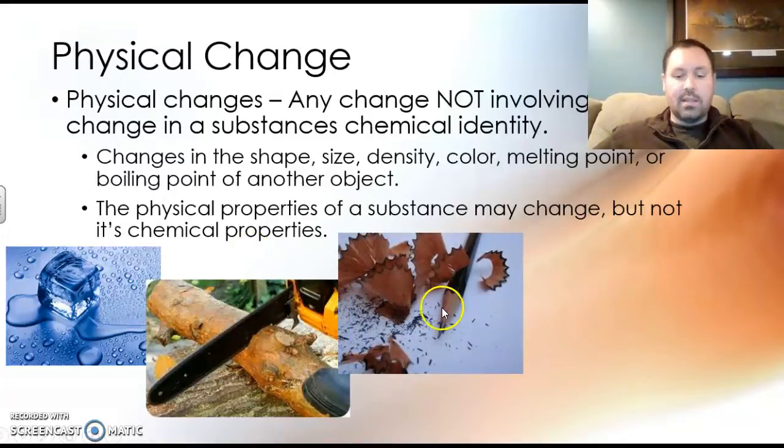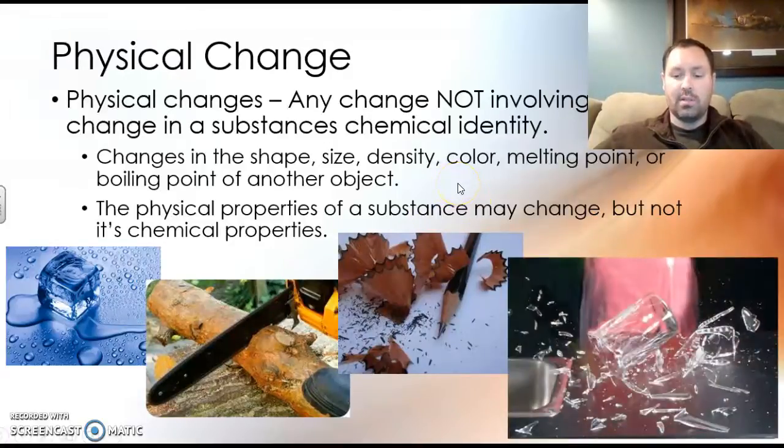Sharpening a pencil, again, cellulose, wood. Now you've changed it into wood shavings. It's still wood. You didn't change its identity. You simply changed its shape or what it looks like. Or if you break Mr. Wagner's favorite glass beaker, it's glass before it's broken, and then after you break it, it's still glass. It did not change its identity. It simply changed its shape. So it's still made up of the same stuff it was before.